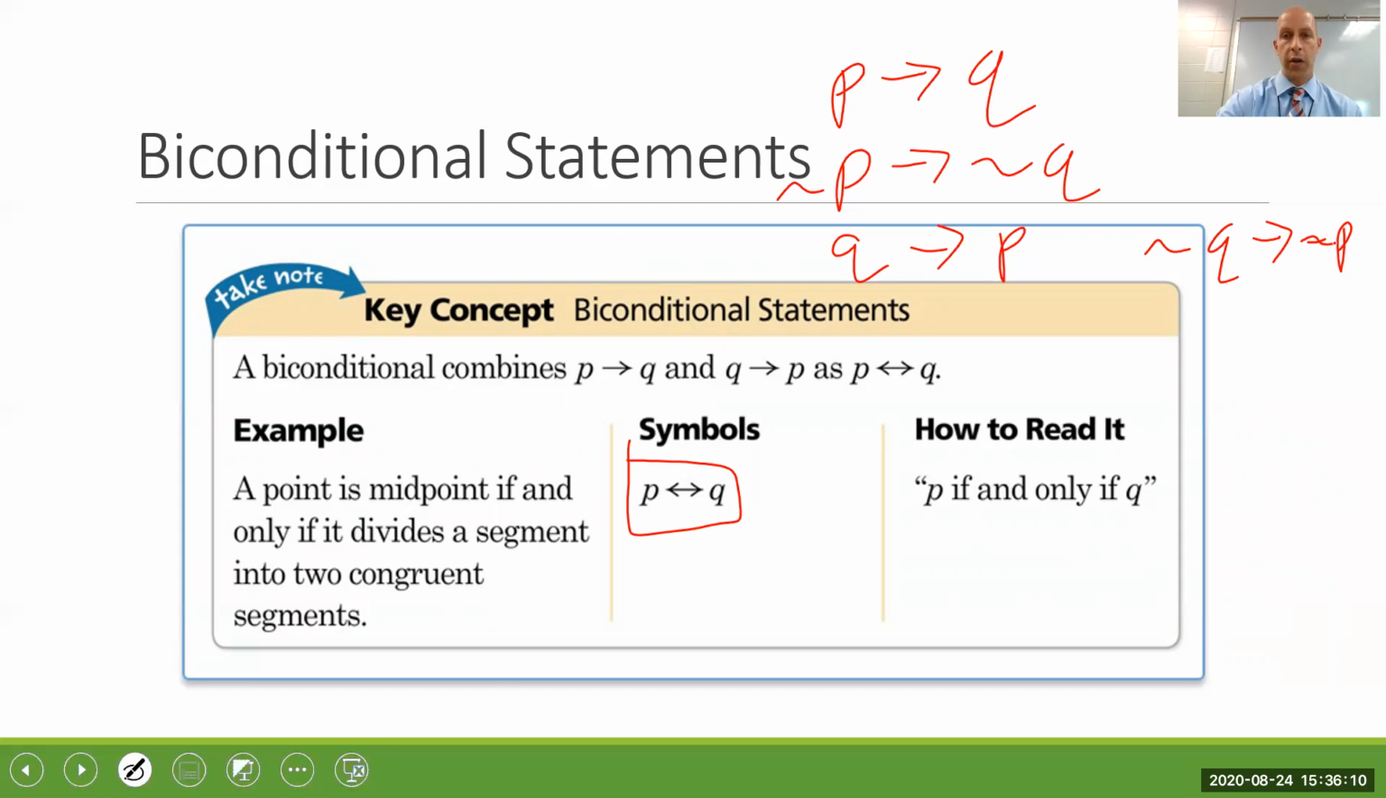Today, we're going to introduce a new symbol. And that new symbol, instead of having a one-sided arrow, has a two-sided arrow. So this is the symbol we use when we talk about a biconditional statement, and we would read that as P if and only if Q.